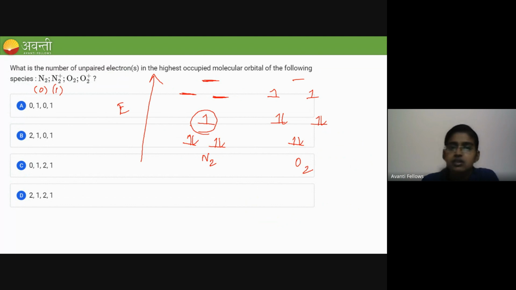Now O2, how many electrons does O2 have in the highest occupied orbital? It is having 2 electrons. O2 plus means I have to remove 1 electron, right? So the last electron will go from this orbital. Here if you see, the highest occupied molecular orbital for O2 plus is having only 1 electron. So 0, 1, 2, 1. So option C is the correct answer for this question. Okay.